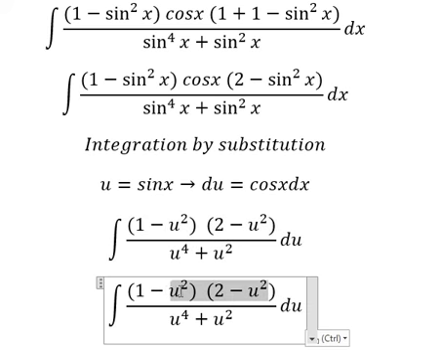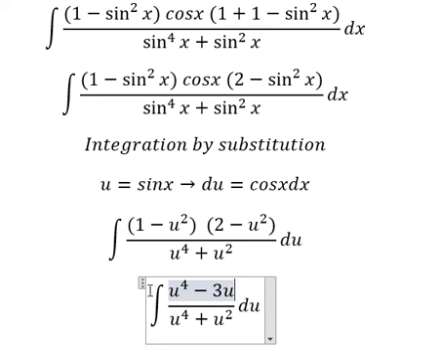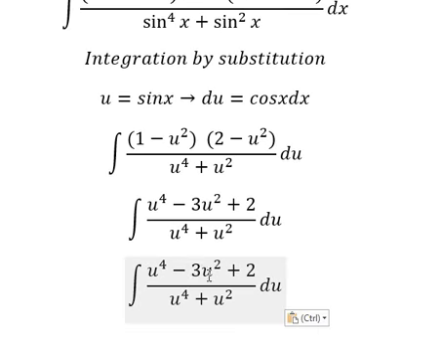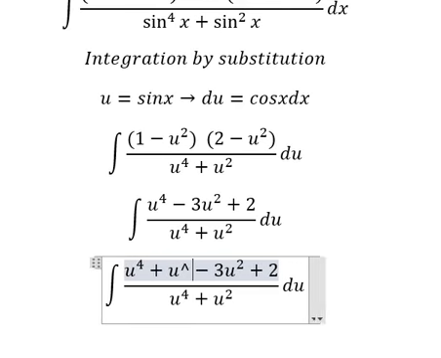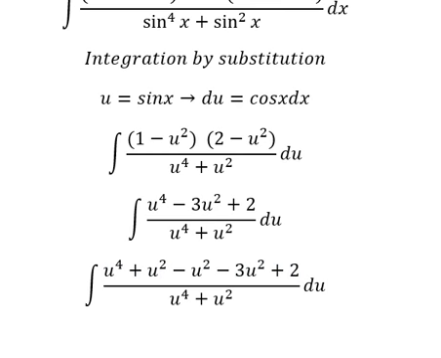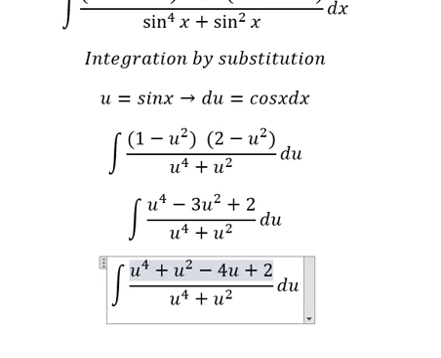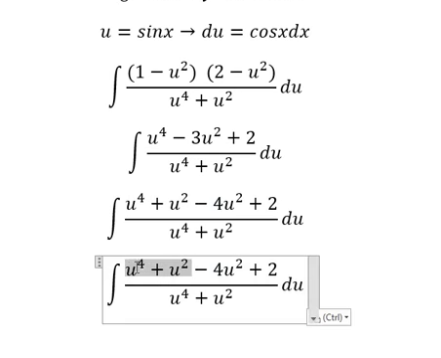And now we need to expand this one. So we need to add u squared. After that we need to subtract u squared in here. So this one we have negative 4 u squared. So this one divided by this one, we have number 1.